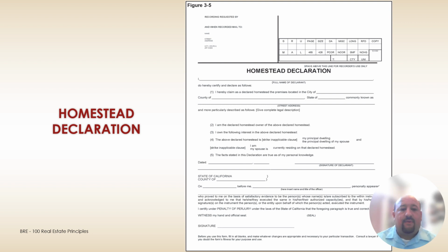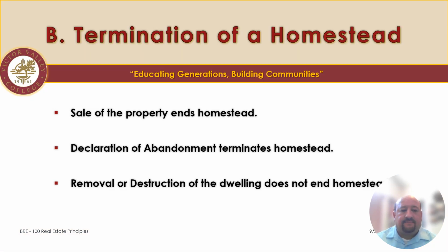And then this is what one looks like. Now, there are ways to terminate the homestead: sale of the property, declaration of abandonment. Removal or destruction of the dwelling does not end the homestead.